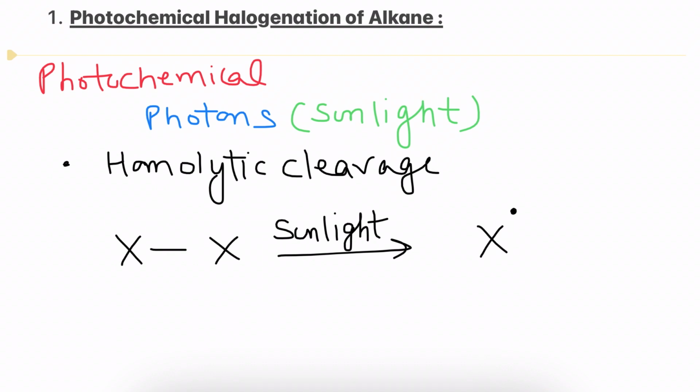Hello everyone. Today our topic is photochemical halogenation of alkane. This is an important reaction in grade 11-12 organic chemistry. So let's start photochemical halogenation.